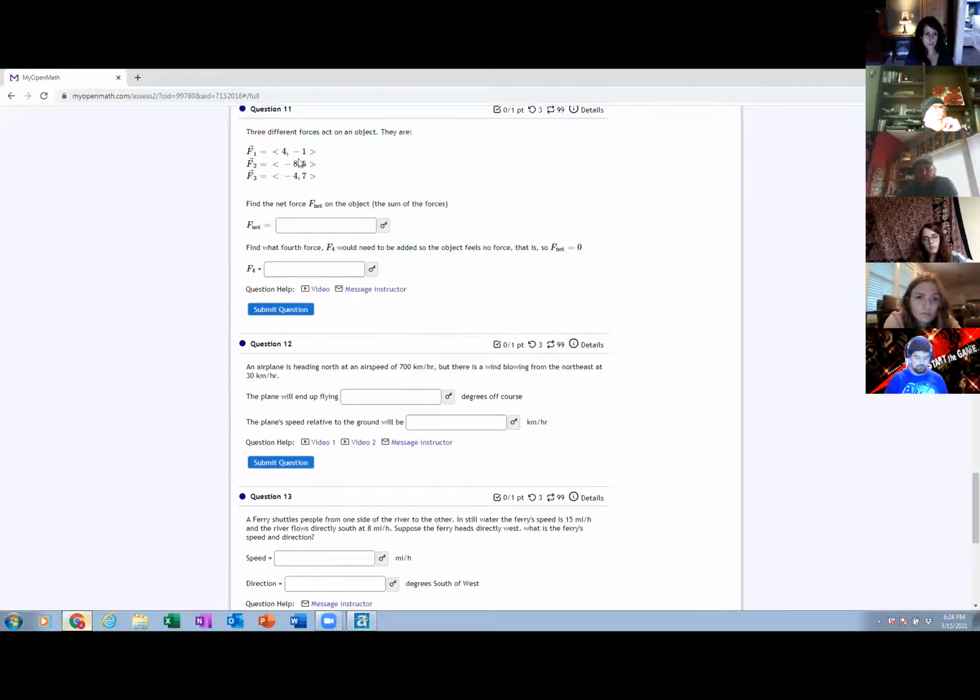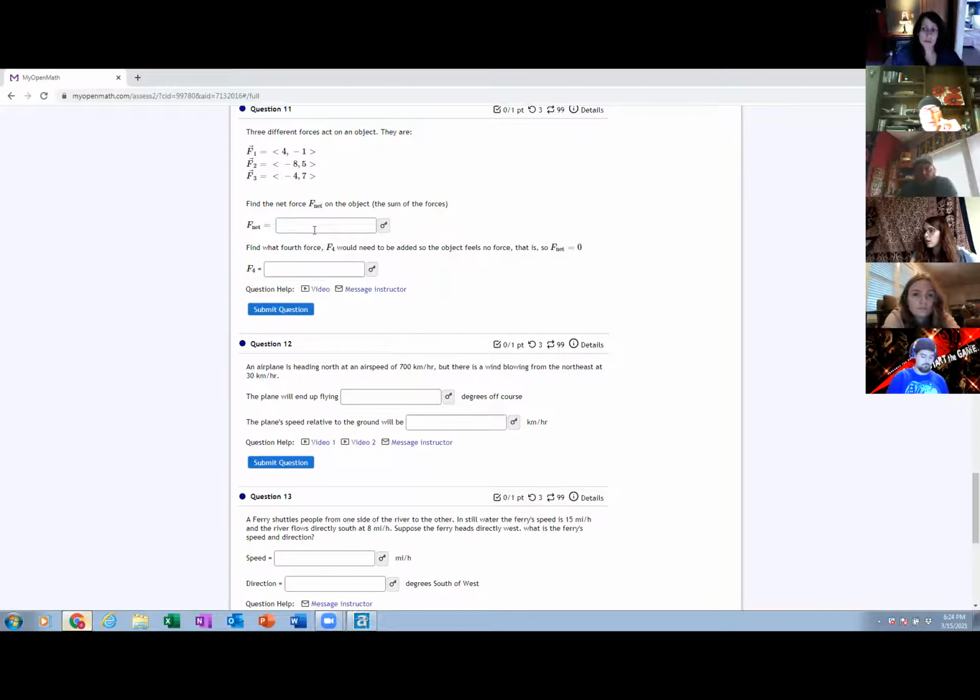So what's cool about this, though, is notice they're already in the right form. They're already in the XY form. And so does it make sense? And they call it not the result, but the net force. What do I do to these vectors? Well, notice they say sum the forces. Well, they're already broken into X's and Y's. And so all I have to do is add the X's together and add the Y's together. And then I have the force net.